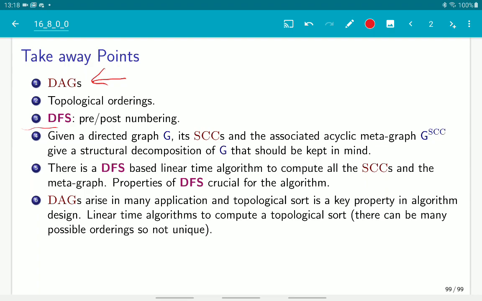So both DAGs and strongly connected components are being used widely, and it's really useful to be able to think about them and be able to, of course, design algorithms for them. And that's it.